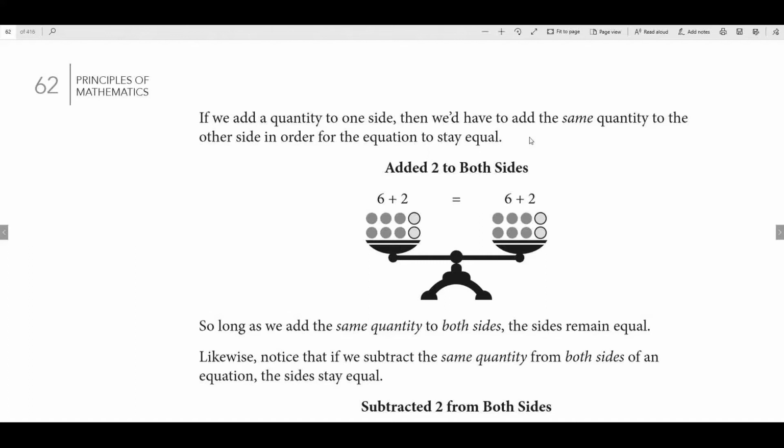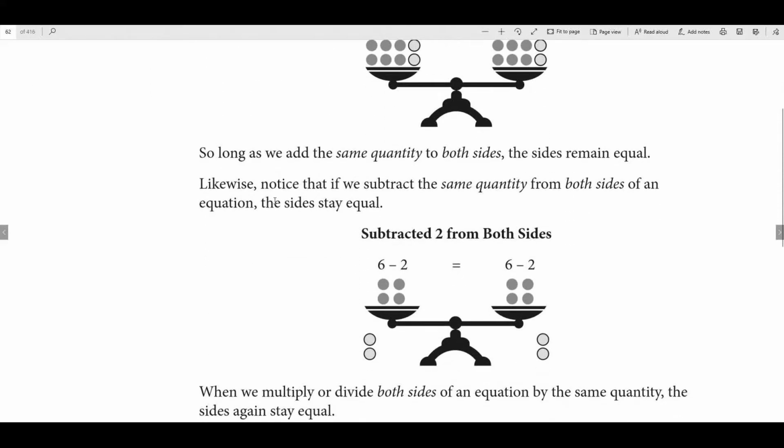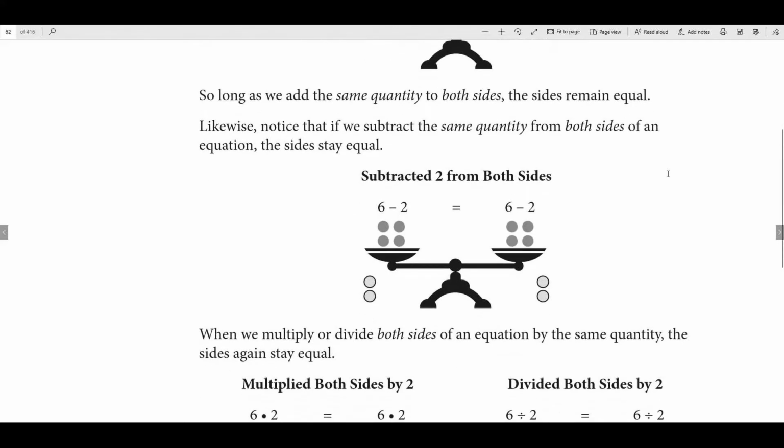If we add a quantity to one side, then we'd have to add the same quantity to the other side in order for the equation to stay equal. So if you add 2 to this side, you must add 2 to this side. So long as we add the same quantity to both sides, the sides remain equal. Likewise, notice if we subtract the same quantity from both sides of an equation, the sides stay equal. Subtracted 2 from both sides, you're equal on both sides, you still have 4.